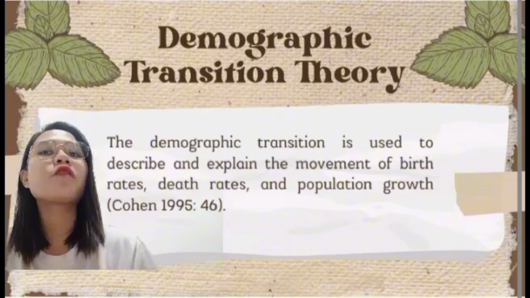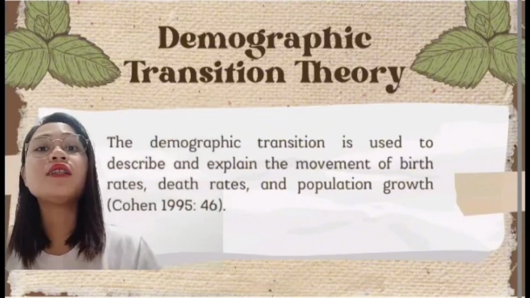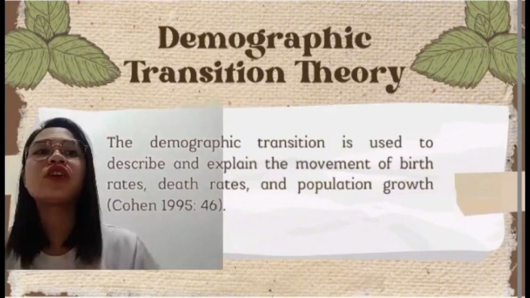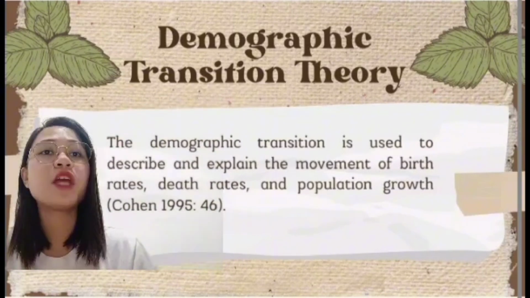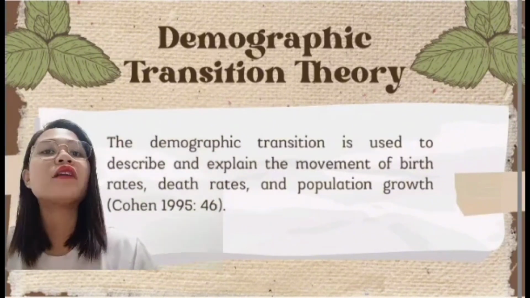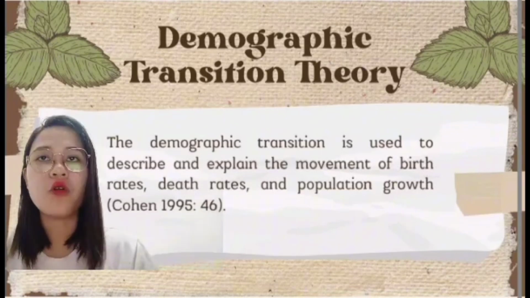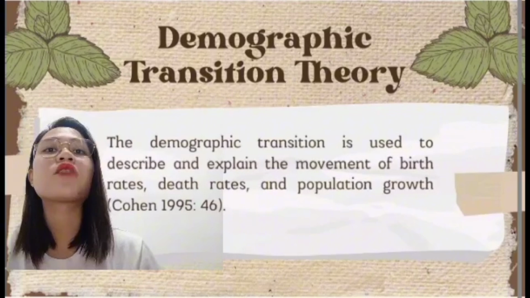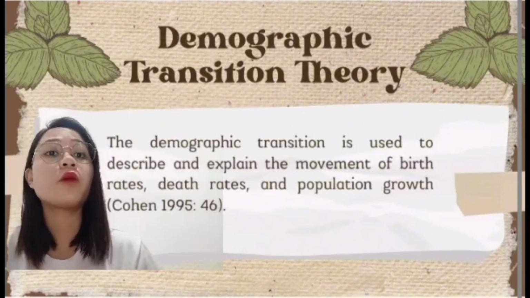Demographic transition theory. According to Cohen 1995, the demographic transition is used to describe and explain the movement of birth rates, death rates, and population growth. This theory suggests that every country passes through three different stages of population.